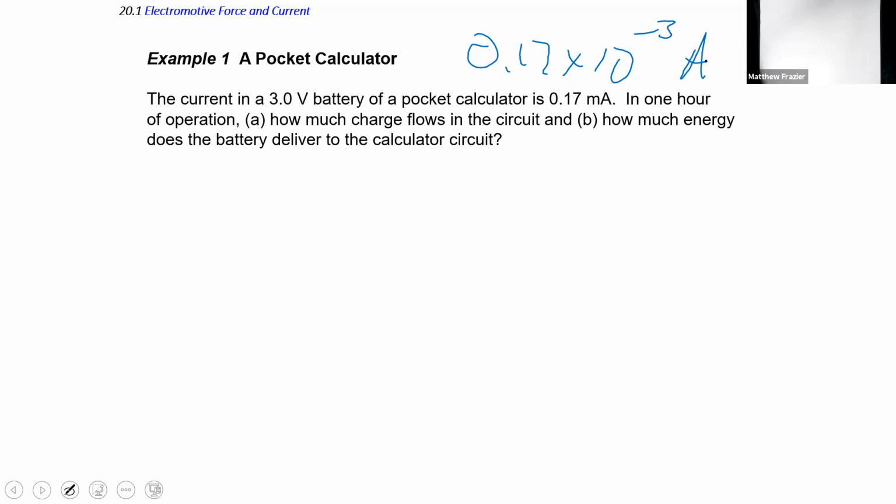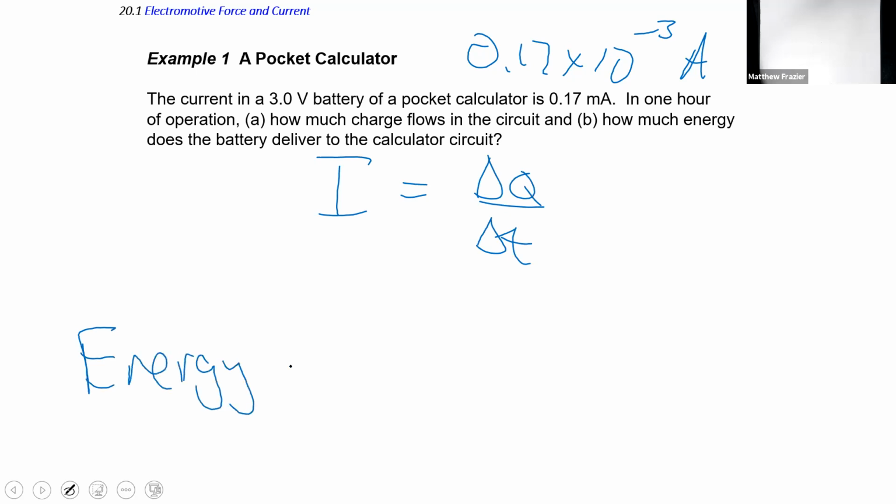And so we can calculate, all right, we know that the current is rate of charge over time. And we know that the energy, way back from potential, is charge times potential difference. So I'm going to let y'all calculate for a second, and then I'll show the answers.